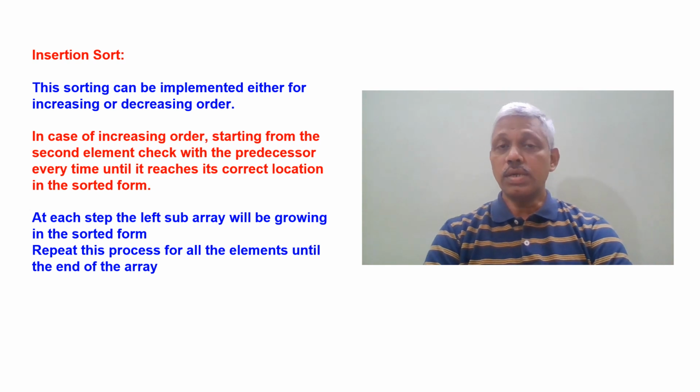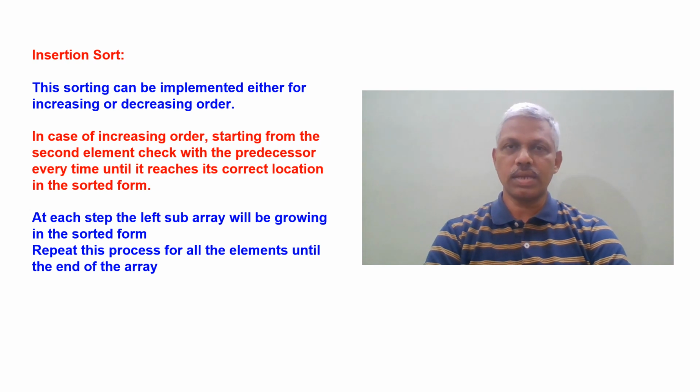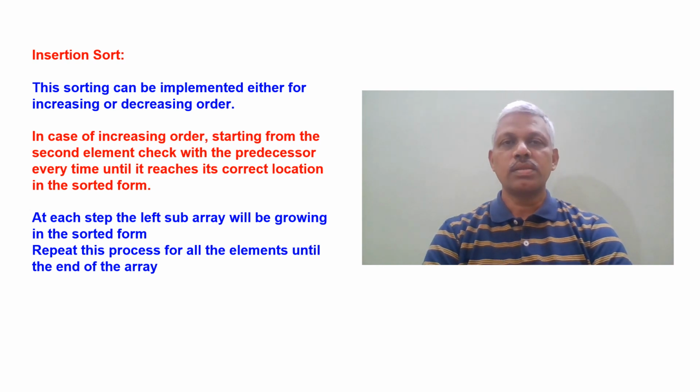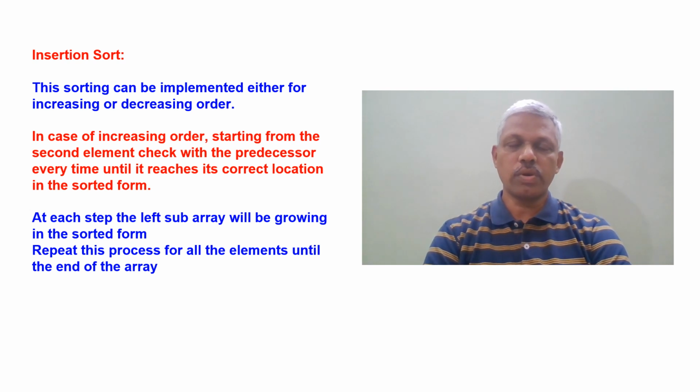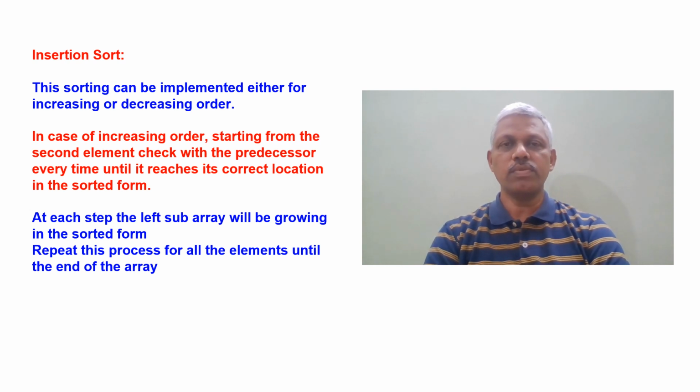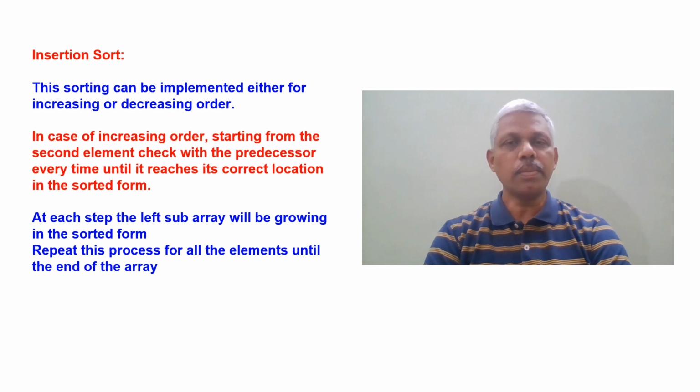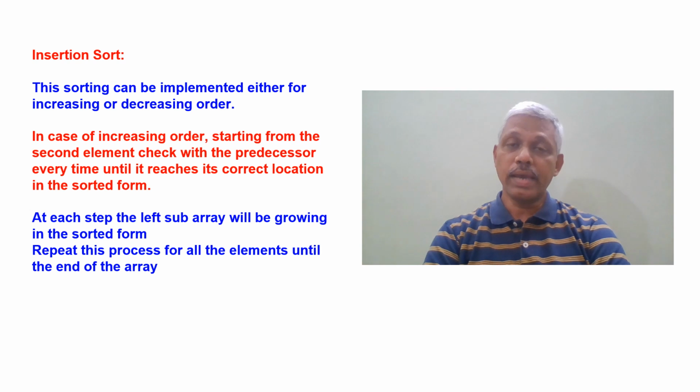Now, the third element will be compared with the immediate predecessor. If it is less than that, we swap it with that. This swapping will continue until the third element reaches its corresponding position in the sorted subarray on the left hand side. So the first three elements are now sorted, and the fourth element again will be compared with the immediate predecessor. If it is greater than that, we leave it. If it is less than that, we swap it, and keep on swapping until it reaches its position in the left subarray.